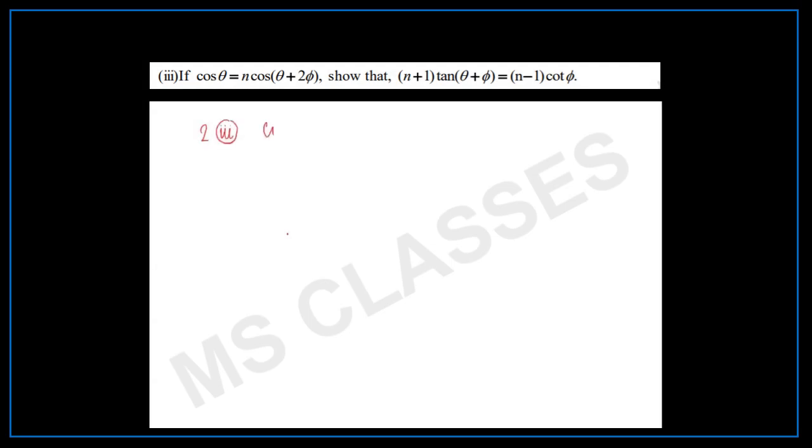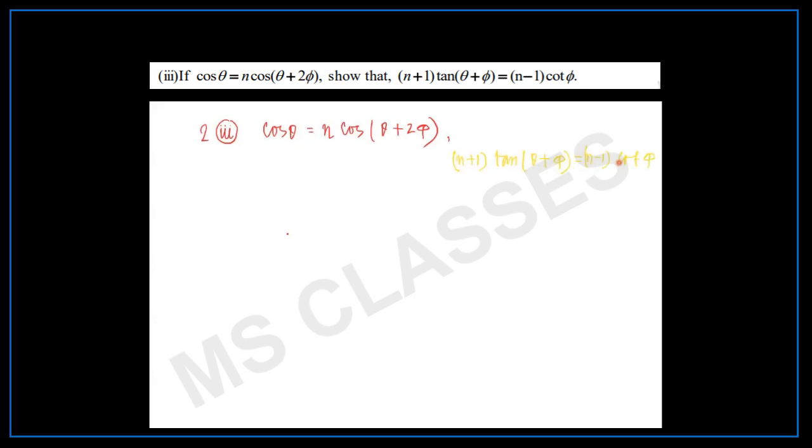It is given cos theta equal to n cos of theta plus 2 phi. And here we have to show n plus 1 into tan of theta plus phi equal to n minus 1 cot phi. So this is what we need to show.